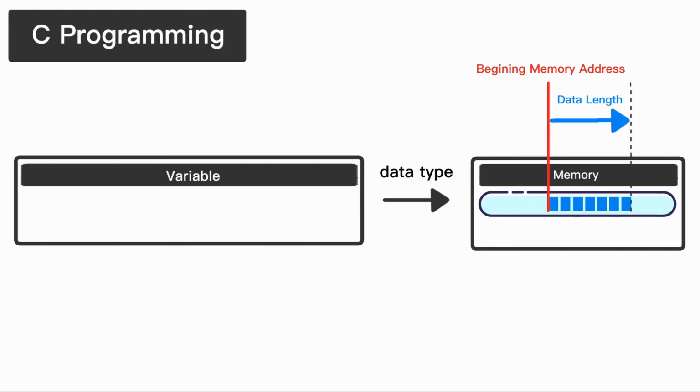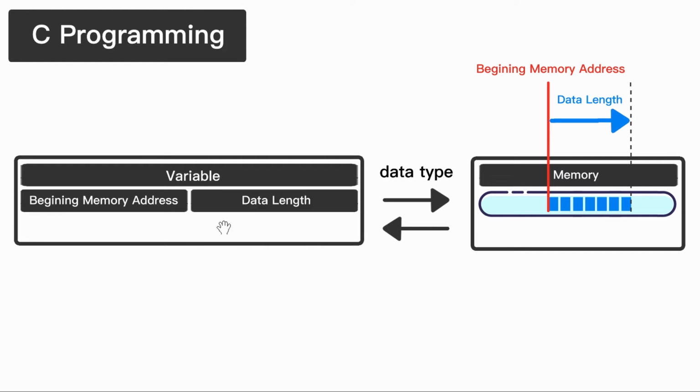Once this is done, the memory guide will return two things: one is the beginning memory address, and the other is the data length. At this point, our variable has already been allocated the required memory spaces. In the future, when we assign a value to this variable, we will go to the memory spaces here and store our data value under these memory spaces. As we can see here, data value.